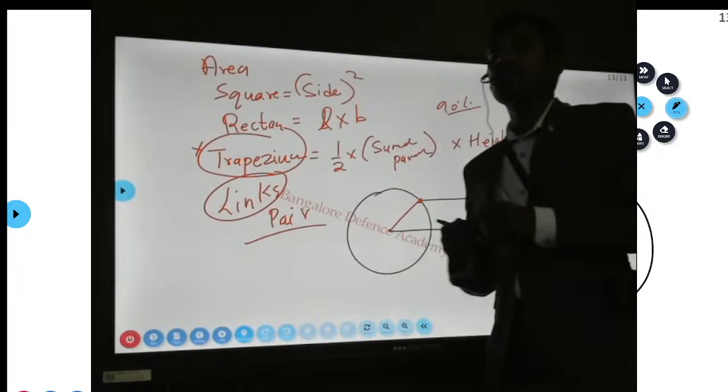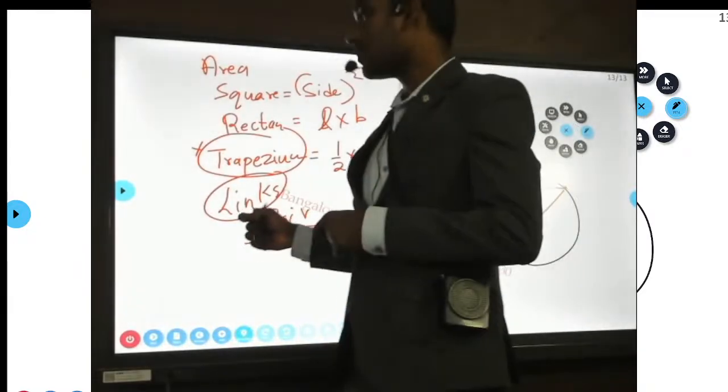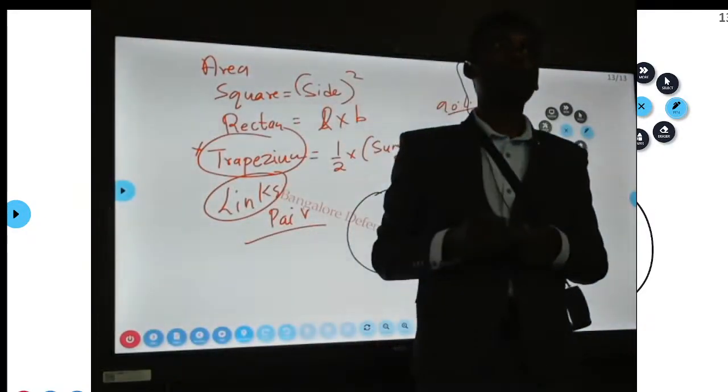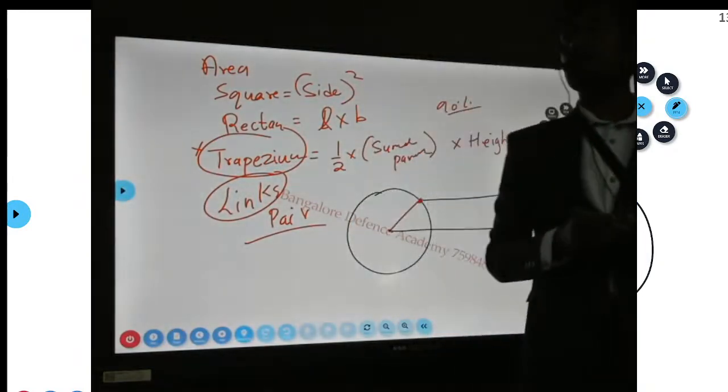Now how are the questions asked in your competitive examination? For example, how many of you know Kaju Katli? What shape does it come in?